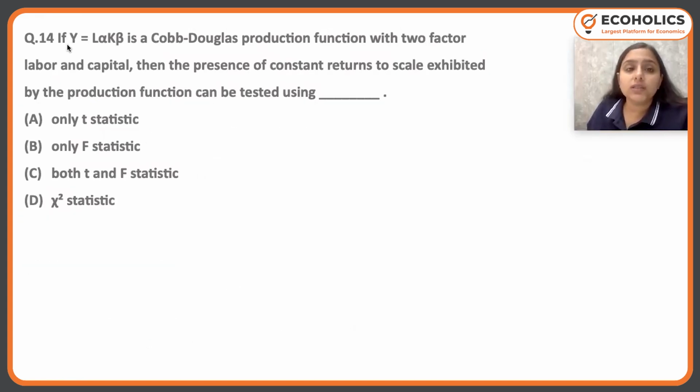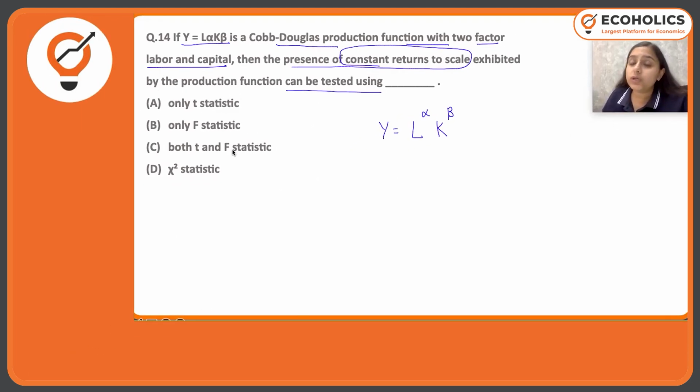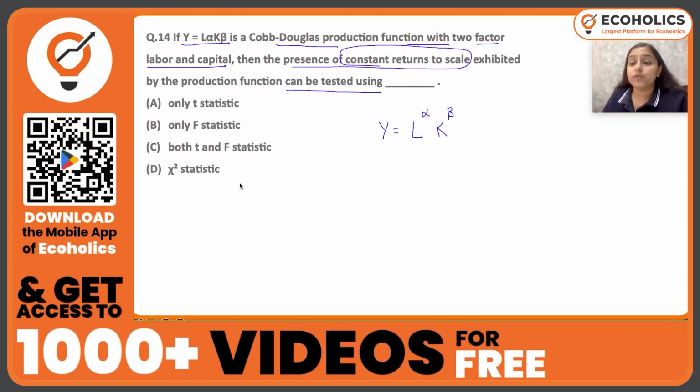Question number 14, this is your Cobb-Douglas production function. Rewrite it as L raised to the power alpha and K raised to the power beta. This is a Cobb-Douglas production function with two factors, labor and capital. Then the presence of constant returns to scale exhibited by the production function can be tested using only t-test statistic, only f statistic, both t and f statistic, or chi-square statistic. That's what we have to decide.